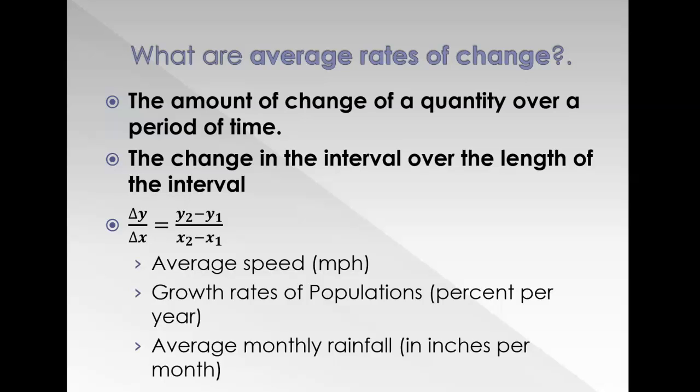Average rates of change are the change in an interval over the change of the length in the interval. In mathematics, the triangular symbol delta represents the word change. So we have delta y over delta x, which is change in y over change in x. We have most predominantly seen that using slope.